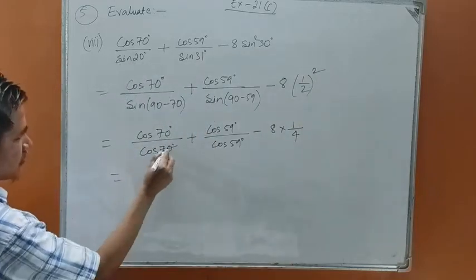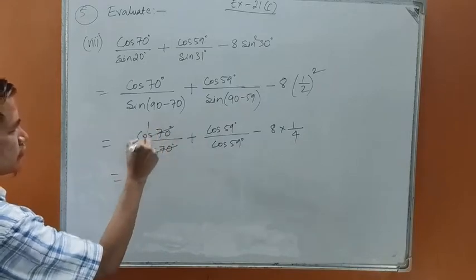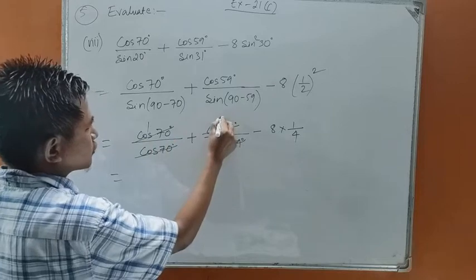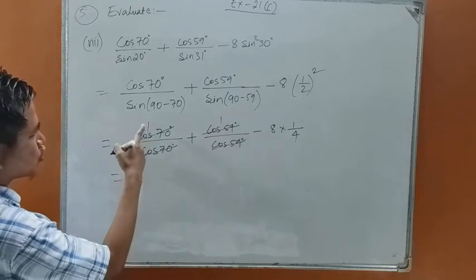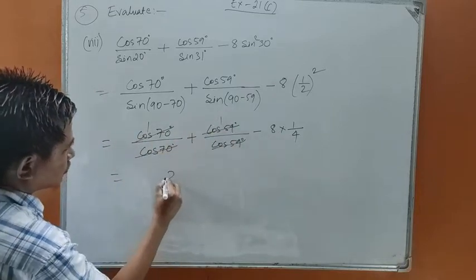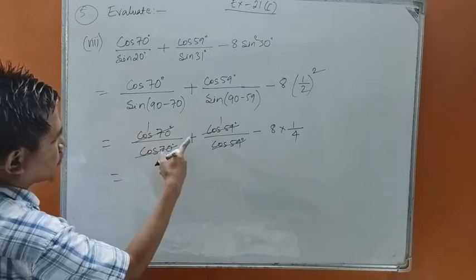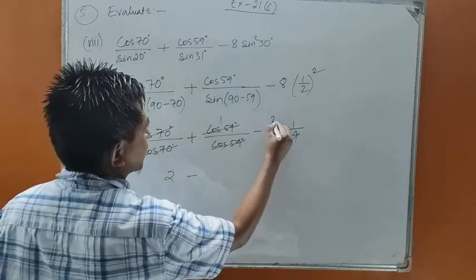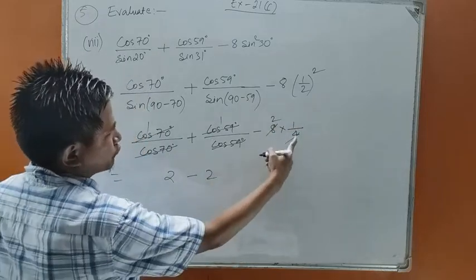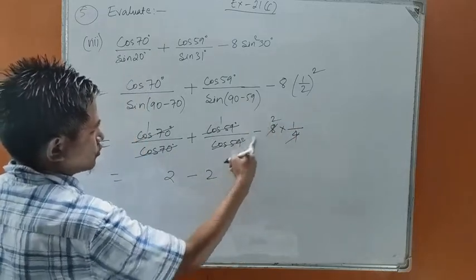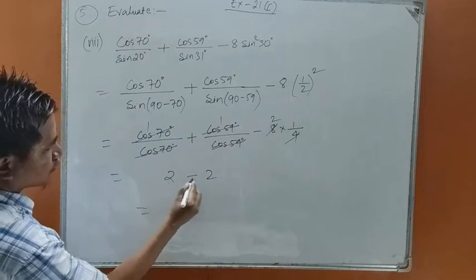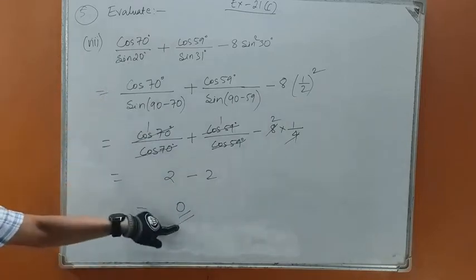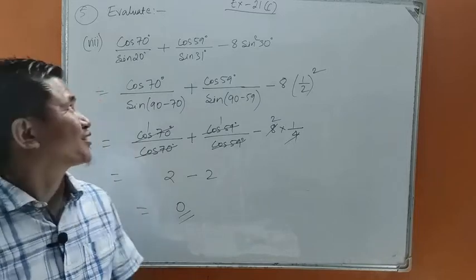So this cos 70 and cos 70 cancel out. We have 1 in the numerator. Cos 59 cancels out, 1 in the numerator. So 1 plus 1 is 2, isn't it? Plus 1 plus 1, 2, minus 4 1s are 4, 4 2s are 8, minus 2. So 2 minus 2 is 0. So the answer for this expression is 0. Okay, so let's do the next question.